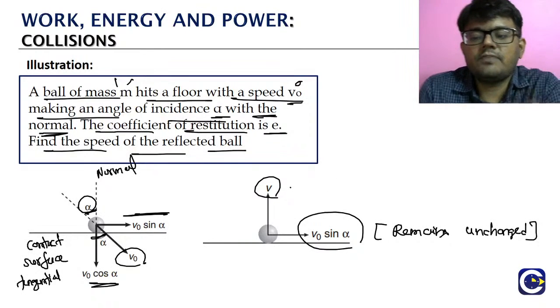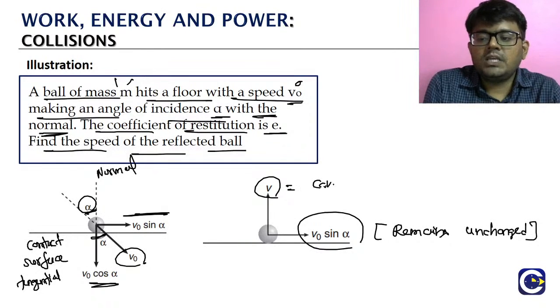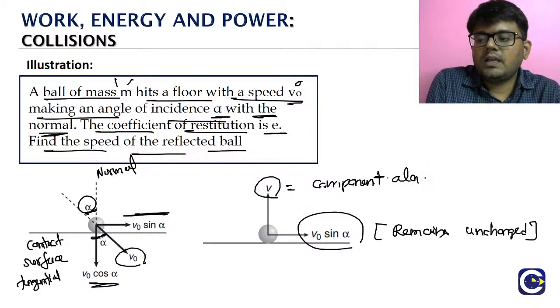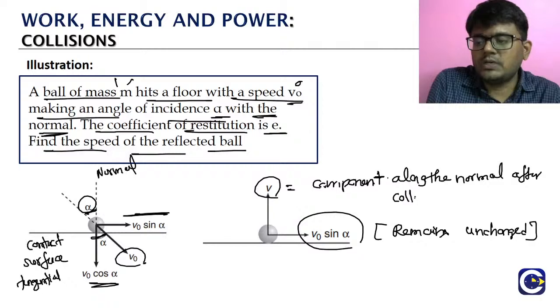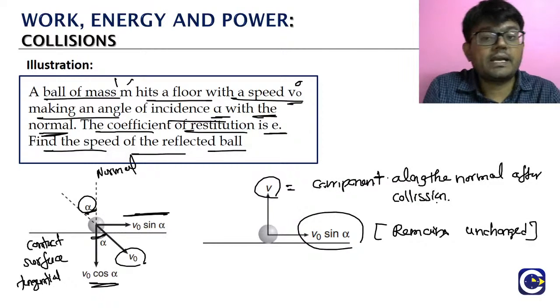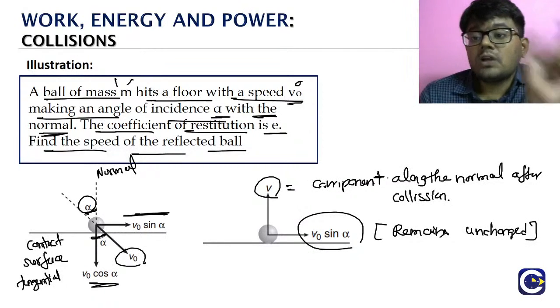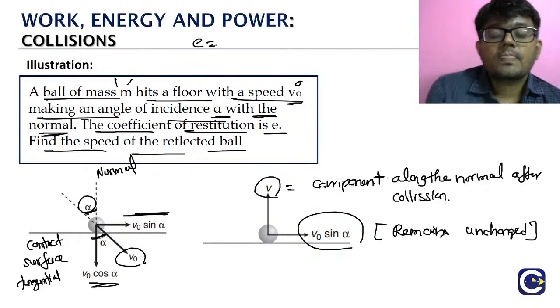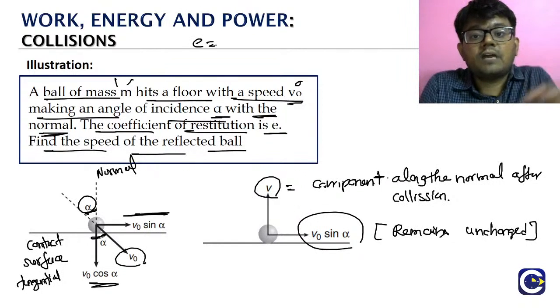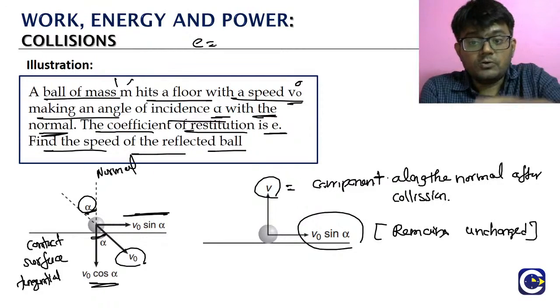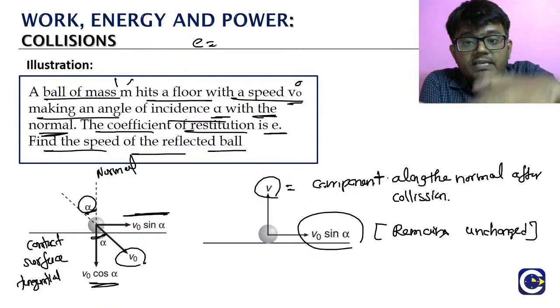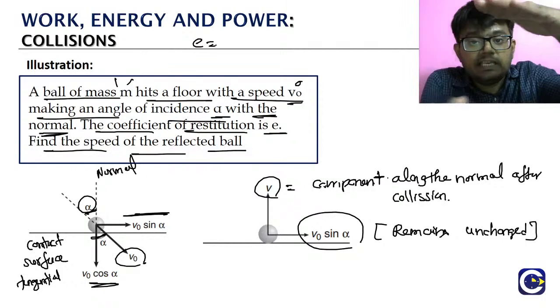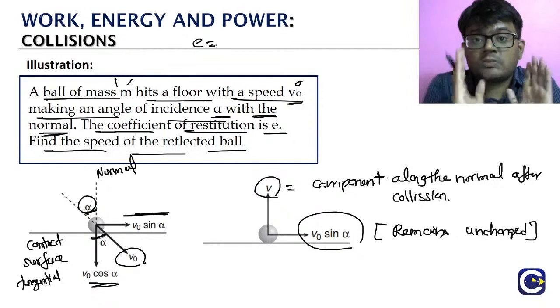So its value we can call v. V is the component along the normal after collision. Okay? So here, what is the definition of coefficient of restitution? The velocity of separation after the collision. See, after the collision, with what speed the ball is rising. We have to look at only the normal direction.